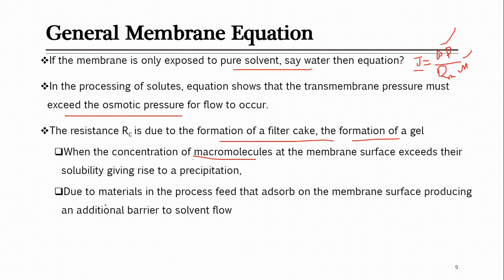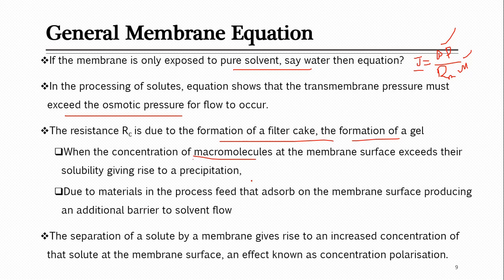The next phenomenon is due to materials in the process feed that adsorb on the membrane surface, producing an additional barrier to the solvent. Sometimes it is not necessary that the solute precipitates out from the solvent. Sometimes the solute molecules present inside the system along with the solvent can adsorb. Maybe the membrane surface has such affinity for them that they adsorb on the surface. When they are adsorbed on the surface, they definitely provide extra resistance for the solvent to pass through this membrane.